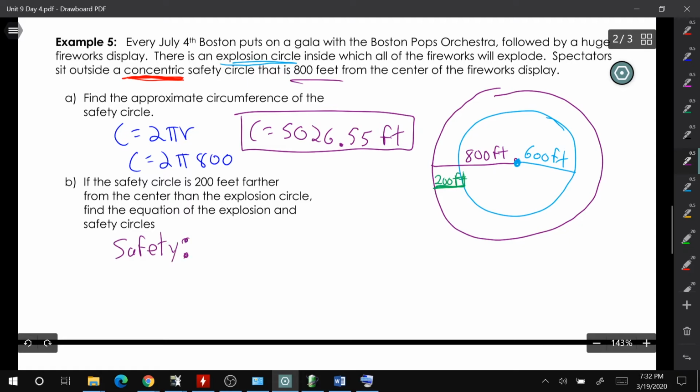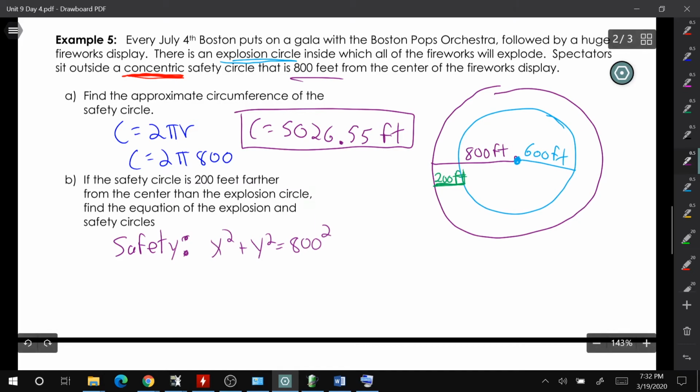Now, they're not telling us anything about a center, so let's just make the center easy to work with: 0, 0. So we can do x squared plus y squared equals 800 squared. Okay, then we can simplify that. I'm going to do 800 squared in the calculator. X squared plus y squared equals 640,000.